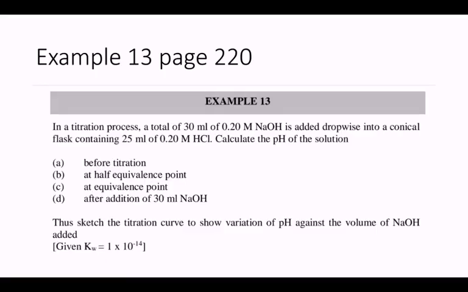Now let's look at problem solving. So this is example 13, page 220. In the titration process, a total of 30 ml of 0.2 molar NaOH is added dropwise into a conical flask containing 25 ml of 0.2 molar HCl. So for question A, you have to calculate the pH before titration, meaning that inside the conical flask, we have only 0.2 molar HCl.